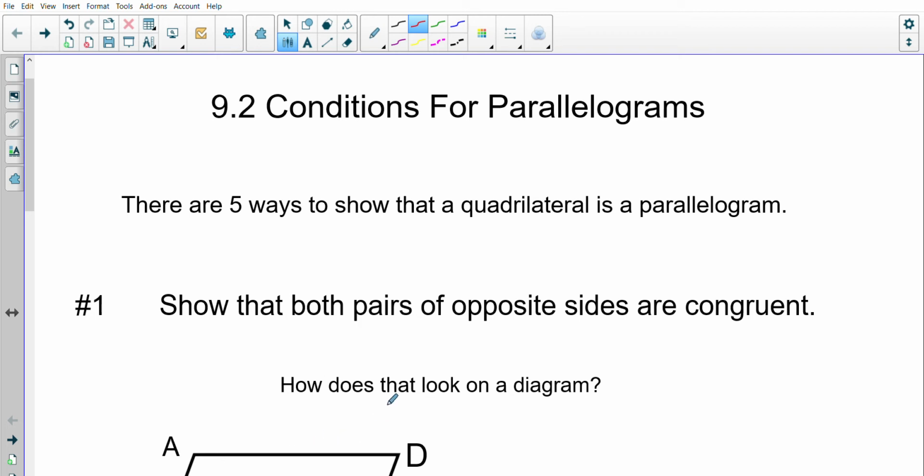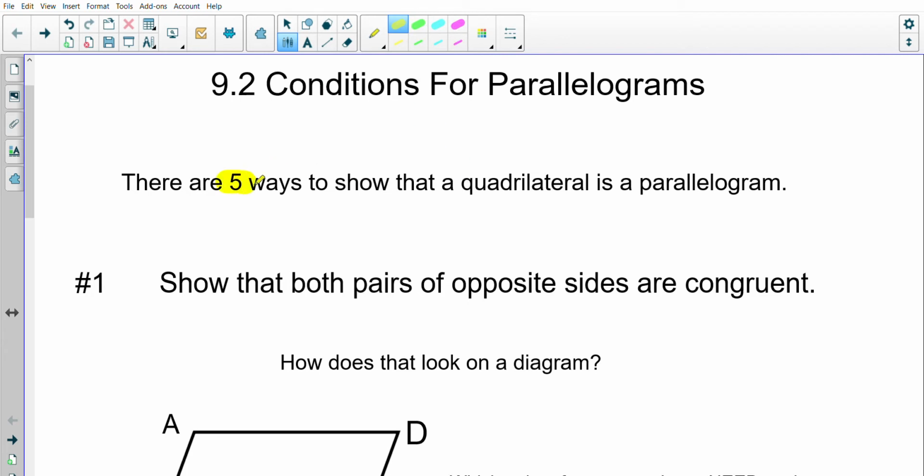All right, guys, so here we are, 9.2. We're going to continue our discussion on parallelograms here. I like to think of this lesson as shortcuts, or what are some shortcuts that we have to prove that a figure is a parallelogram. Again, it's called conditions for parallelograms. There are 5 ways that we're going to go through to show that this quadrilateral, or this 4-sided polygon, is a parallelogram.